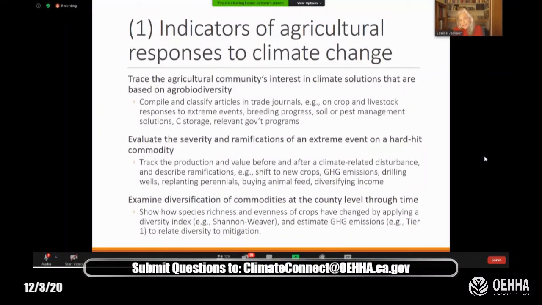We actually did something like this for Yolo County using the Shannon-Weaver Index and showed that through time, over the last few decades, species richness of crops decreased and evenness increased. And that's because a few dominant crops occupied large acreages across the county. And of course, that's not so desirable when you're looking for good candidates for a changing climate.